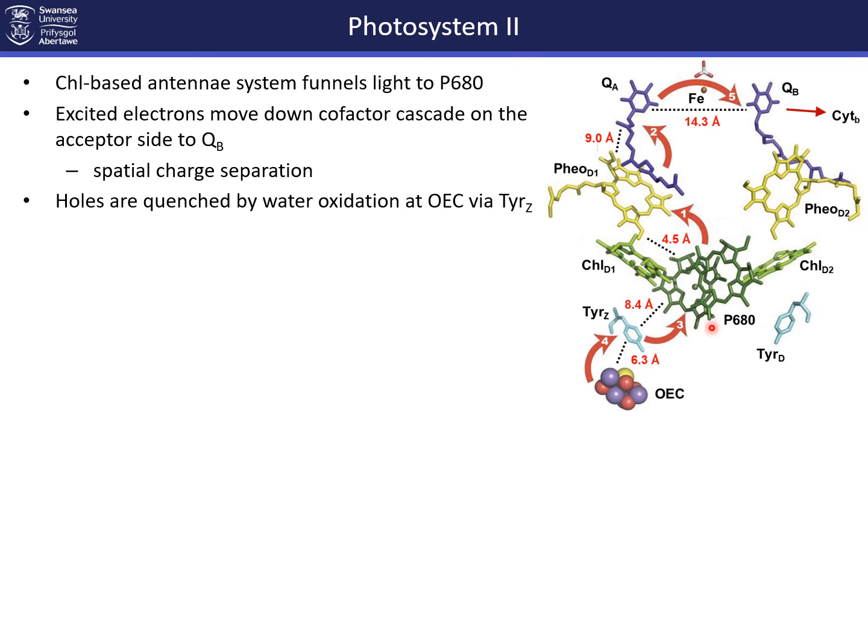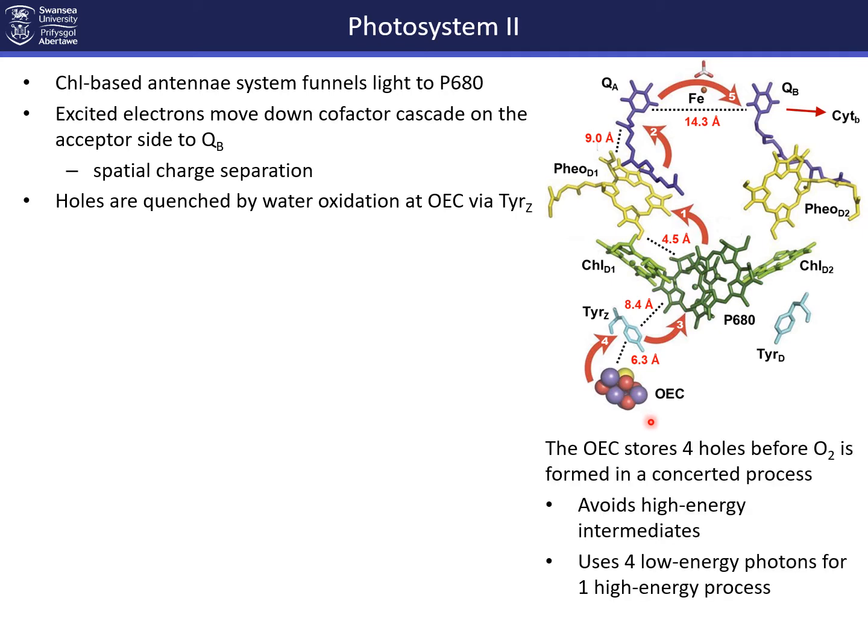The holes remaining at P680 are quenched from tyrosine Z, which in turn is quenched then from the OEC, the oxygen evolving complex, which is the actual active site for water oxidation. OEC is able to store 4 holes, and these are the 4 holes needed to oxidize water to oxygen. And by doing it in 4 individual steps, it avoids any high energy intermediates to make this process very efficient.